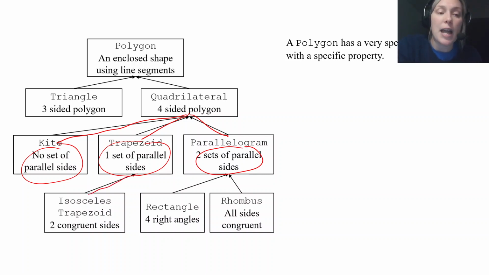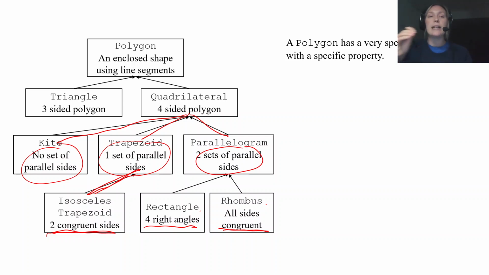And then you can see I break it down one more time. I have a specific type of trapezoid. An isosceles trapezoid is a trapezoid, but again, it adds its own property. Same thing with a rectangle or a rhombus. A rectangle has four right angles, a rhombus has all sides congruent. Both of these are a parallelogram, and they have those properties, but they add their own properties.